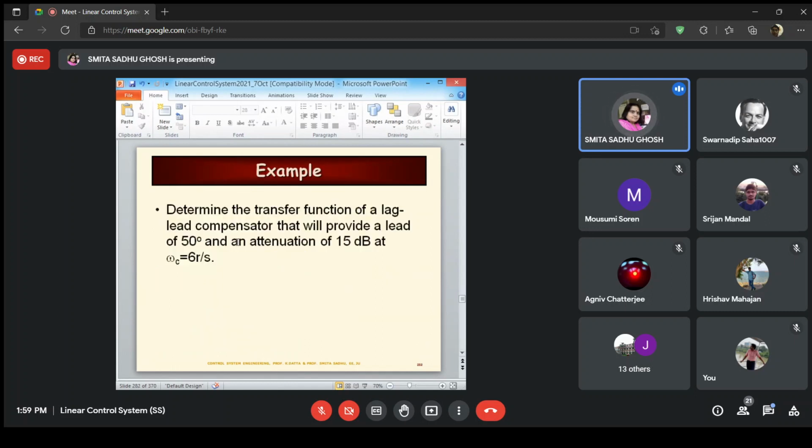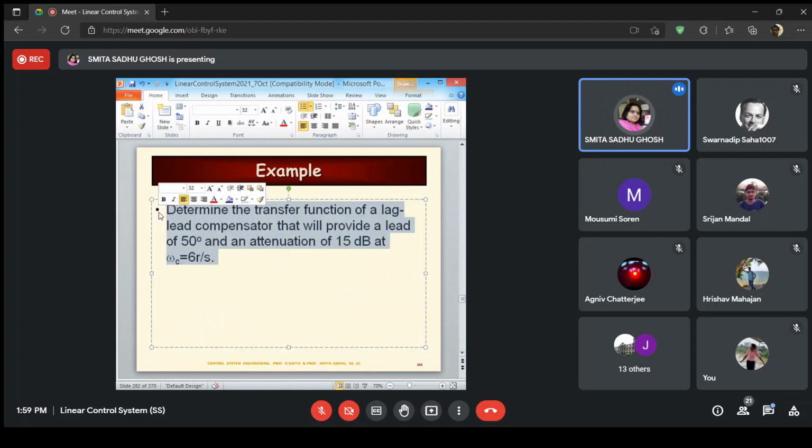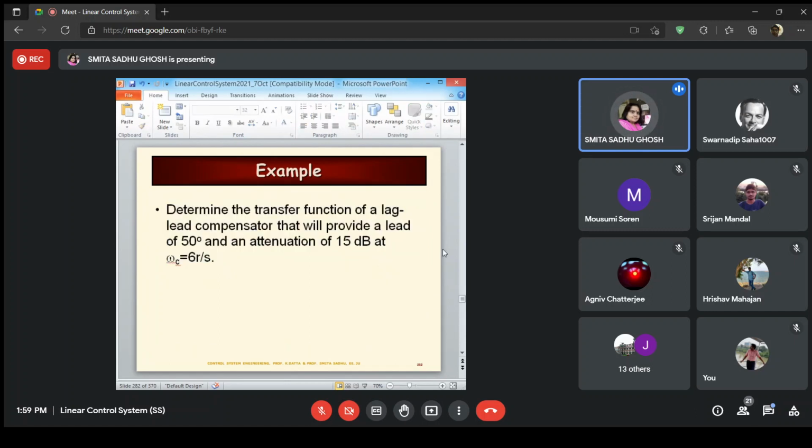So with that now, just a numerical before we wind up finally. Determine the transfer function of a lag lead compensator that will provide a lead of 50 degrees and an attenuation of 50 dB at 6 radians per second. Just note that over here we are asking for a positive phase, whereas a negative magnitude. That is why we are using this, right? So the procedure will be outlined. The omega c also is mentioned over here. This is a direct problem, not exactly a design problem like we did in the earlier cases.